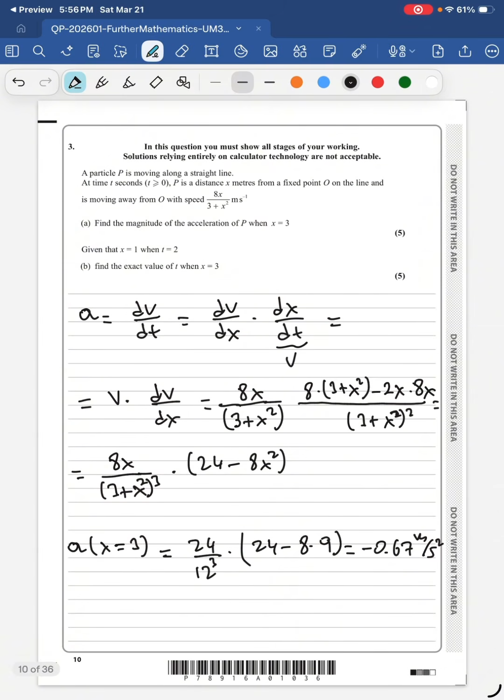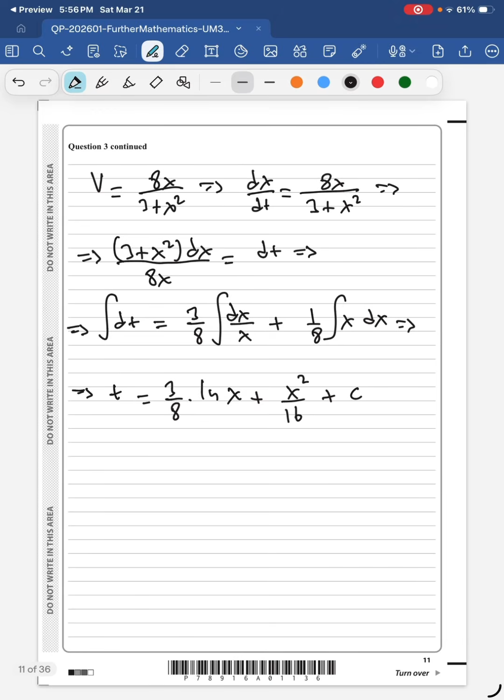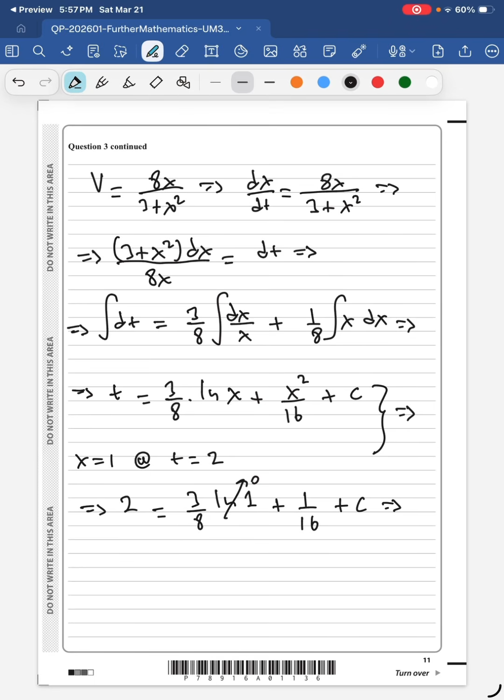And this is why they give us this information, okay? That allows us to eliminate the constant. So x is 1 at t equal to, what is it, 2, okay? So if we plug in, we find that 2 is equal to 3 over 8 times ln of 1, which is 0, plus 1 over 16 plus c. So c is 31 over 16.